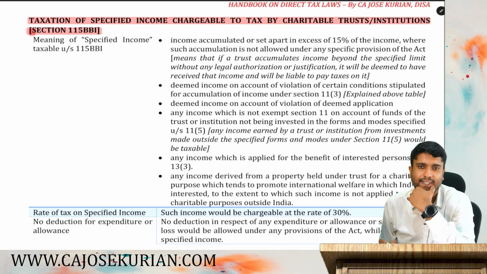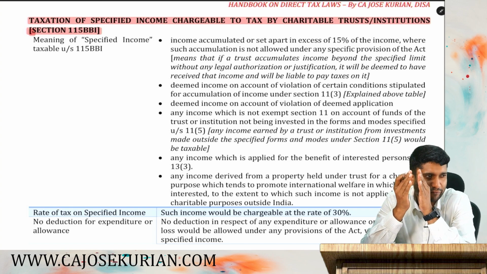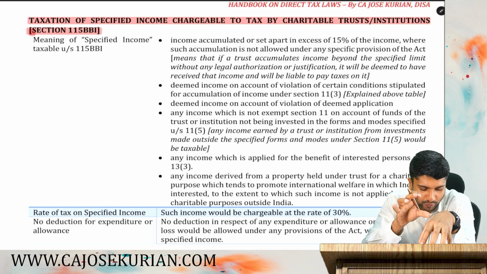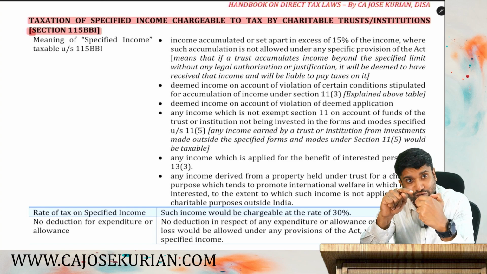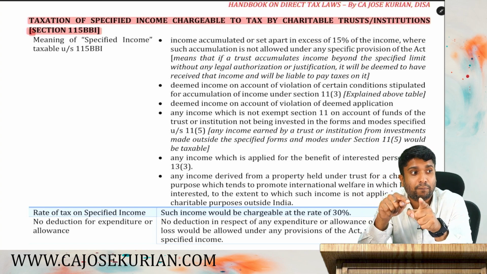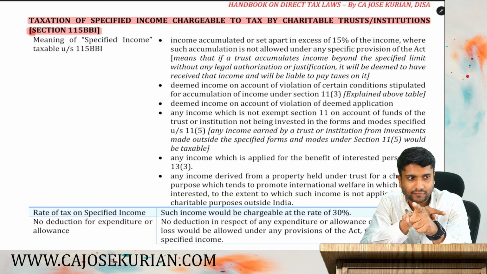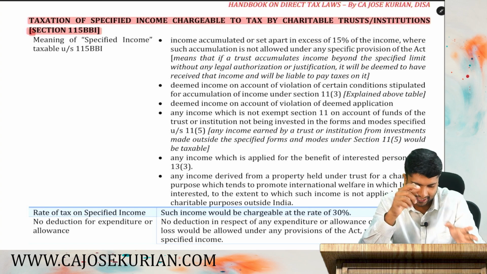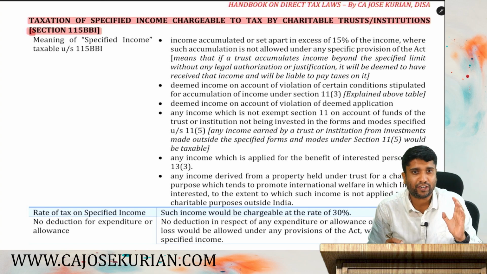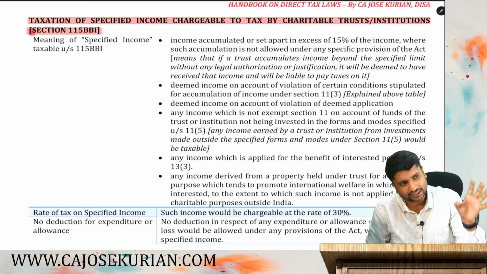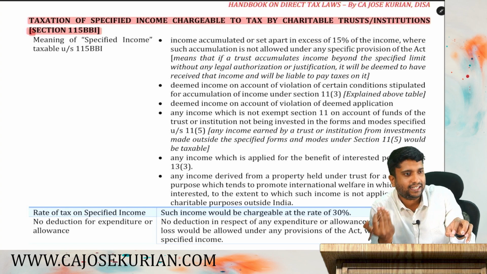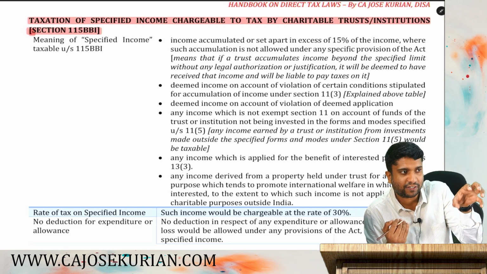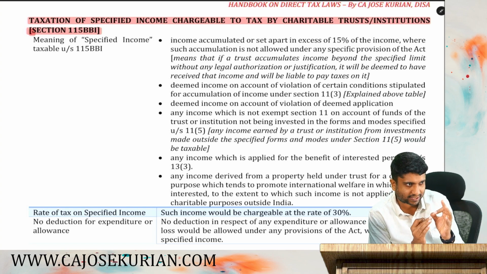So first of all, listen, for certain specified incomes, the rate of tax will be 30% under section 115 BBI. One of those specified incomes is amount applied for the benefit of interested person. Are you with me? If a trust is applying some amount for the benefit of interested person, that will be considered as a specified income. Okay, along with that, there are certain other items also that come under the definition of specified income. That's what we are about to discuss right now.